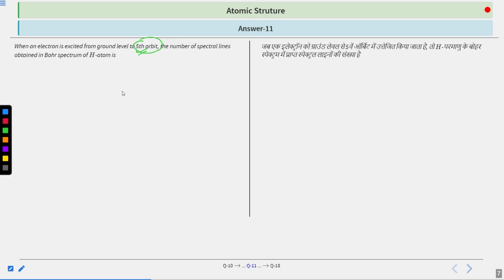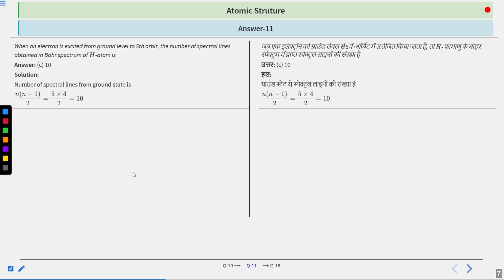So for say we can transit from 5 to 1, 5 to 4, right? So we can do several types of transitions. So we have to find what are the number of transitions that are possible. So that will be equal to the number of spectral lines that will be observed, right? Okay, so the answer is 10, 5C2.